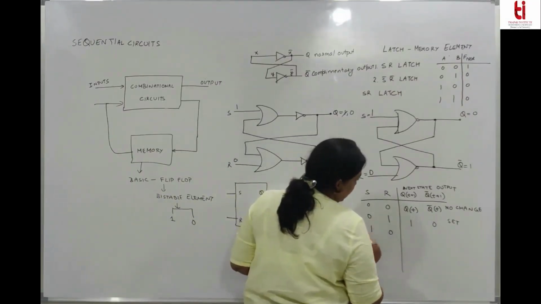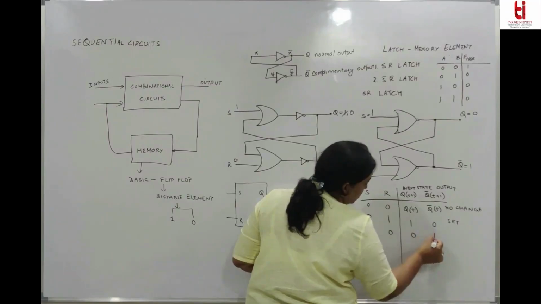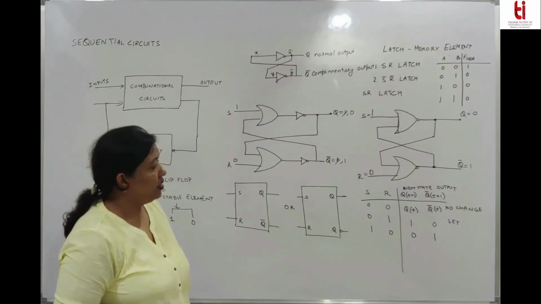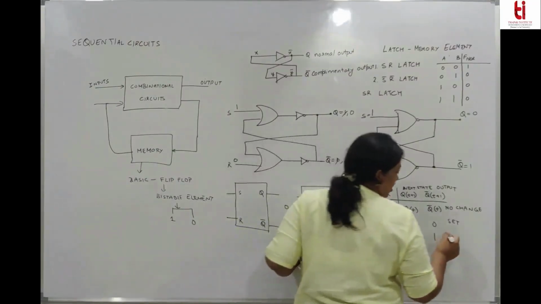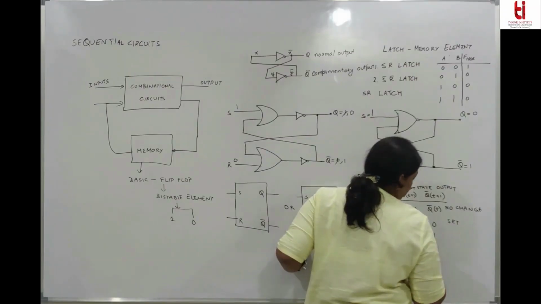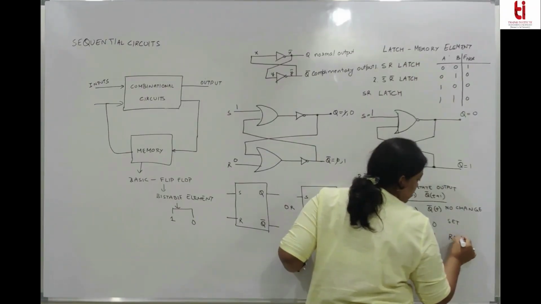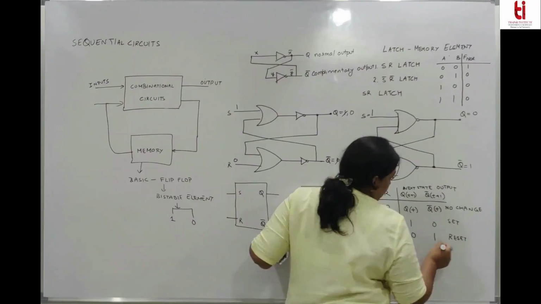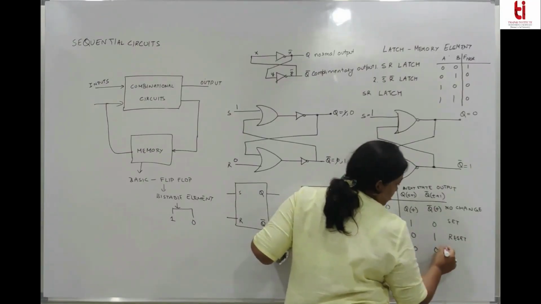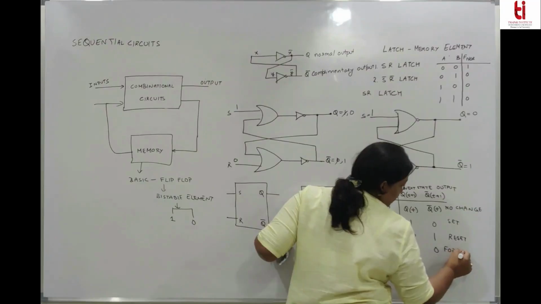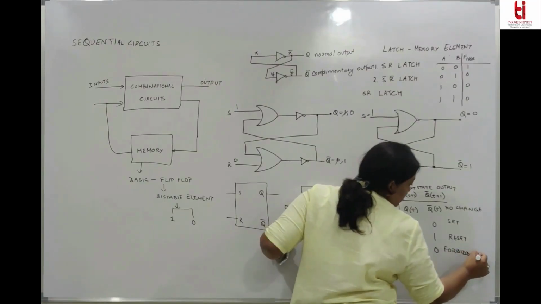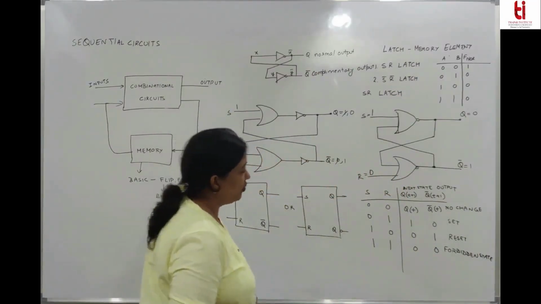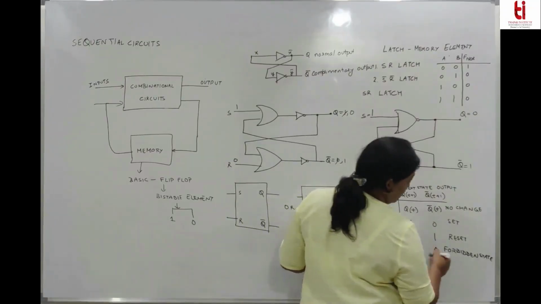So if S is high, R is 0, the output is 0 irrespective of the input. So we say it is called a reset state. And when both the inputs are 1 1, then Q and Q bar will be 0 0, and this state is called forbidden state. This is a forbidden state which we don't want, because we want Q and Q bar to be complement of each other, normal. So it's a forbidden state where both are the same.